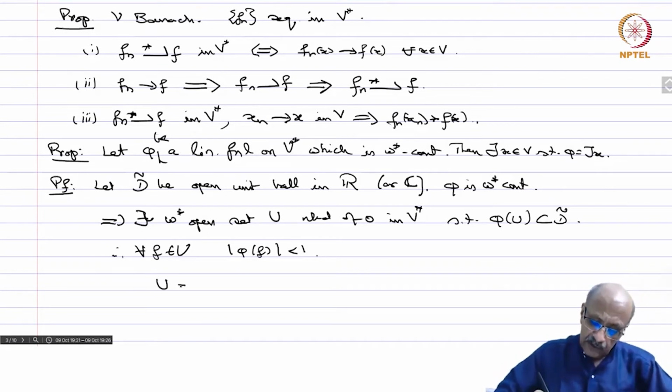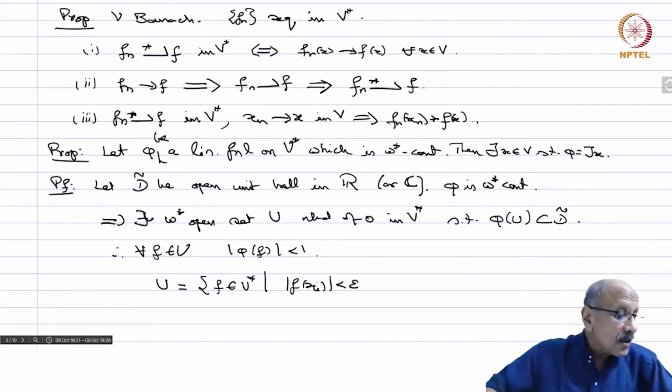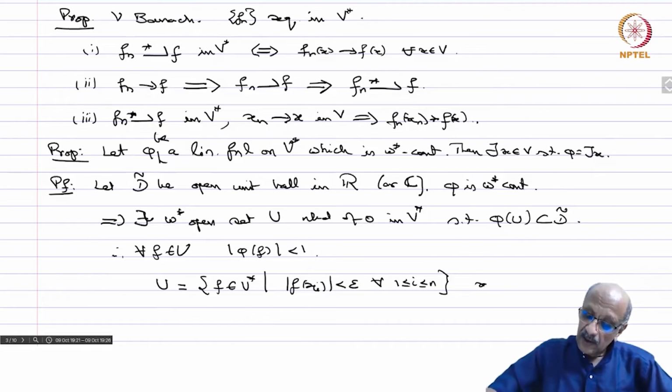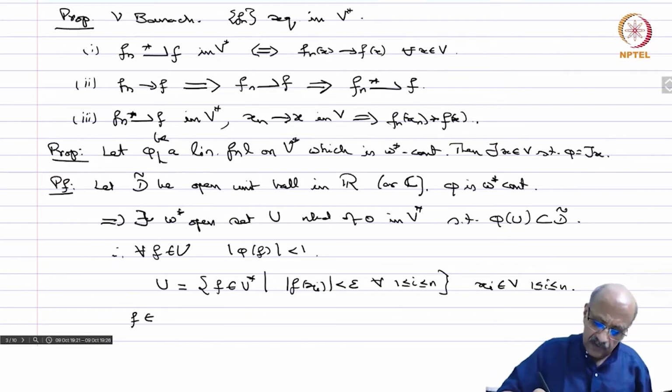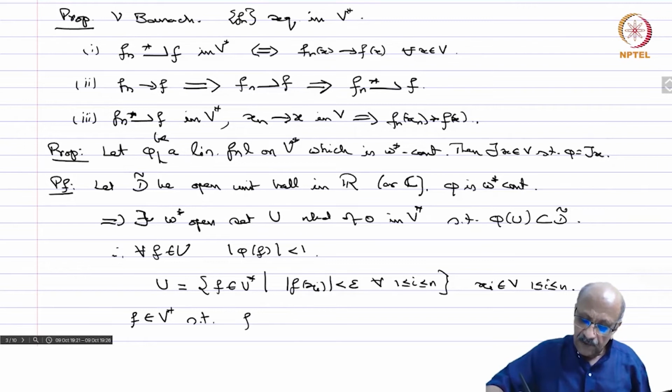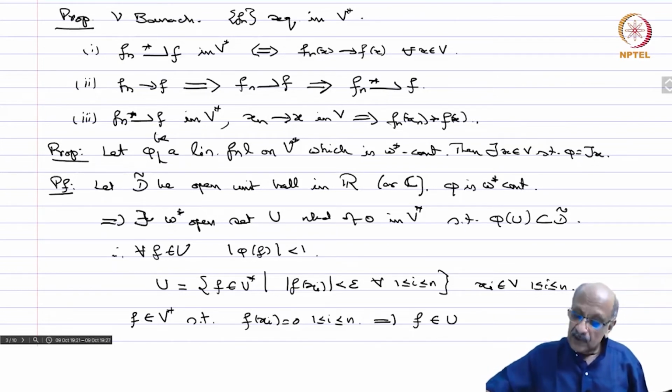Okay. Now what is U going to look like? It's a neighborhood of the origin. So this is nothing but say every f in V star such that mod f of xi is less than epsilon for all 1 less than or equal to i less than or equal to n. Okay. So xi in V. So it's some finite collection of points you have taken, and this is a neighborhood. Okay, so assume f belongs to V star such that f of xi is 0. Then this implies that f belongs to U, because f of xi is 0, it's strictly less than epsilon, so it belongs to U.